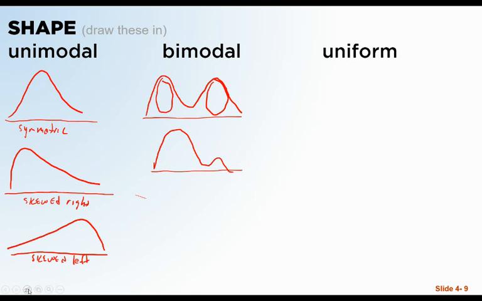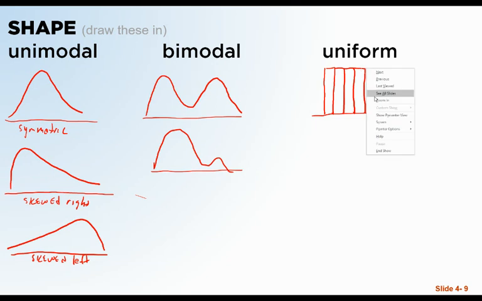Okay, so there's bimodal, and then if we're talking about uniform, we would have a distribution where every bin had about the same frequency in it. And so this is looking uniform where it didn't matter the input. We're going to have about the same output. Okay, so that's how uniform is looking.